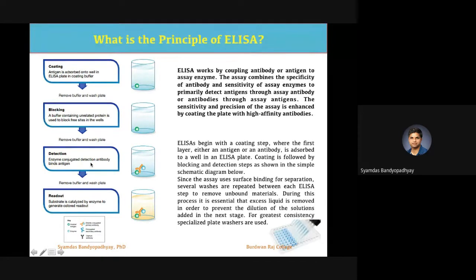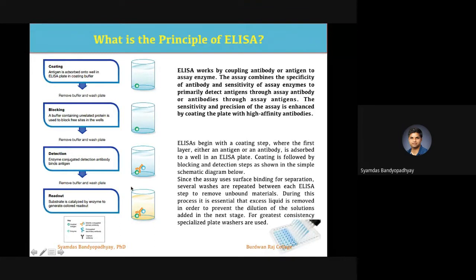Here, the enzyme conjugated detection antibody binds the antigen. This one is the enzyme conjugated. As you can see, there is a conjugation with this antibody, right? This conjugated thing is nothing but an enzyme that is tagged with an antibody. Now this antibody is able to recognize the antigen, and then you can check the readout.